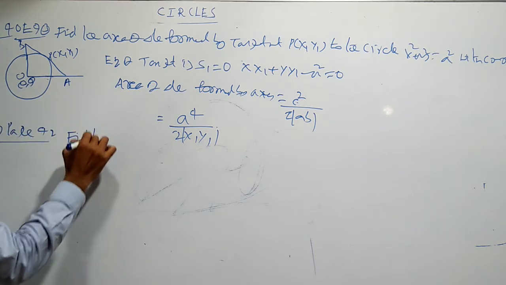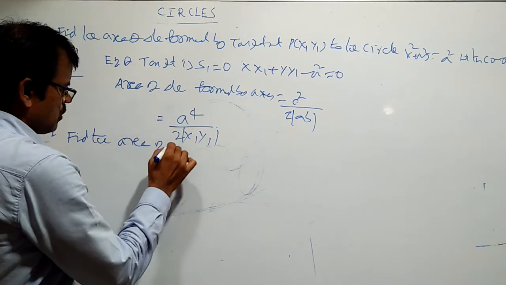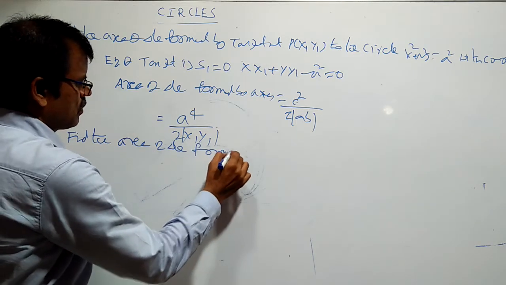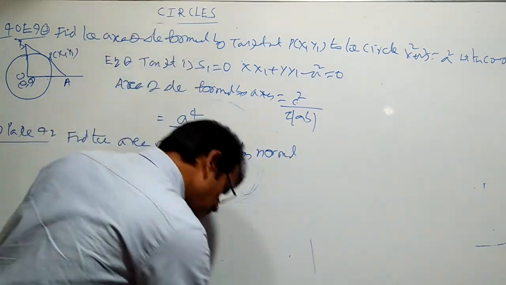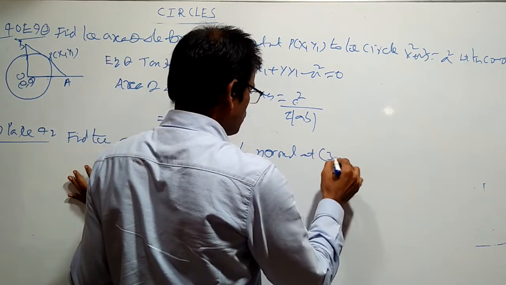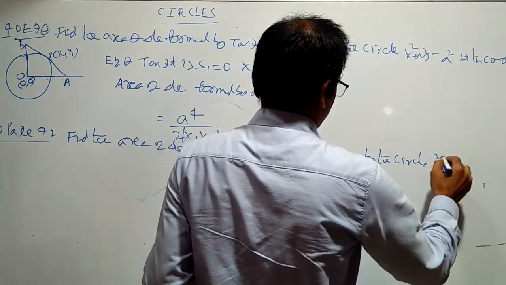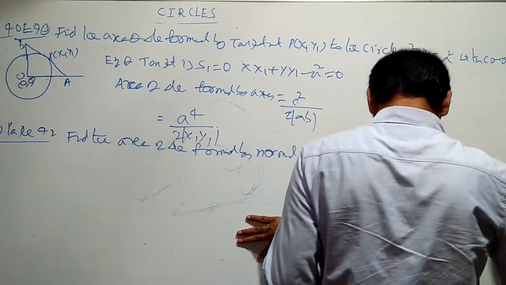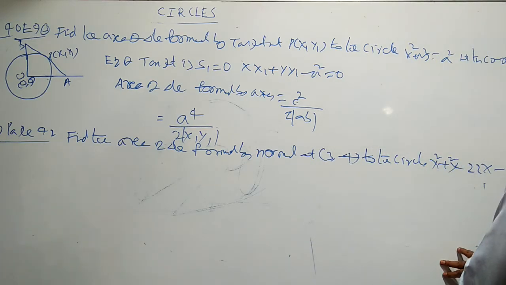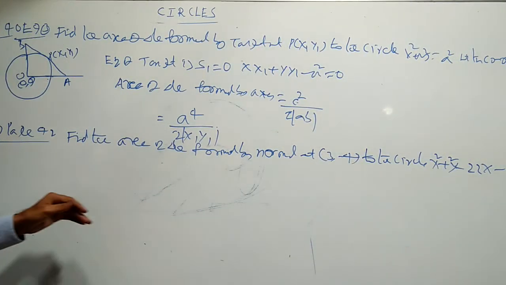Find the area of the triangle formed by the normal at (3, minus 4) to the circle x square plus y square minus 20x minus 4y plus 25 equal to 0. Find the equation of the normal.